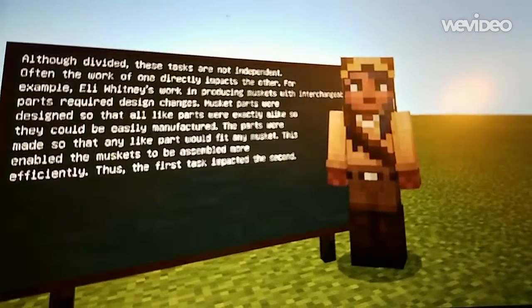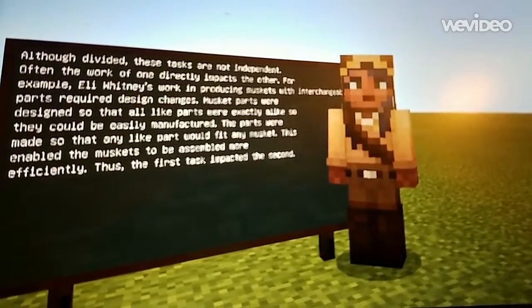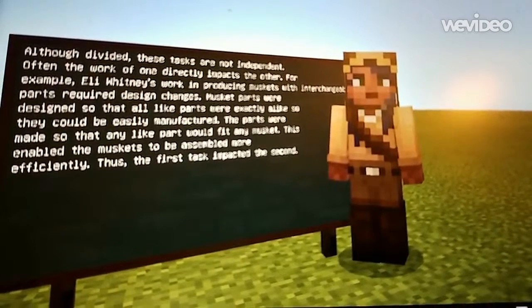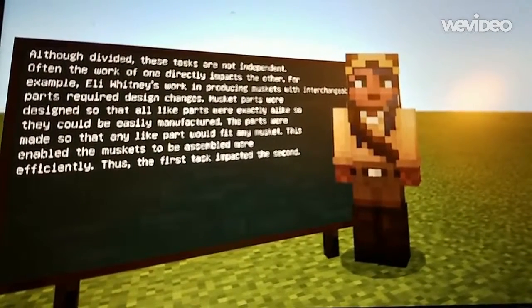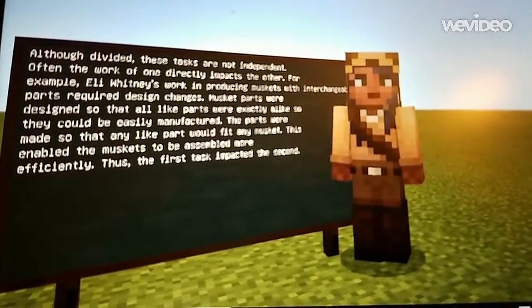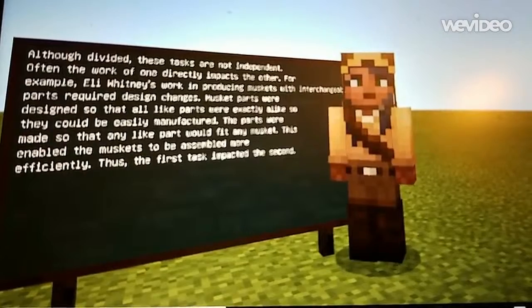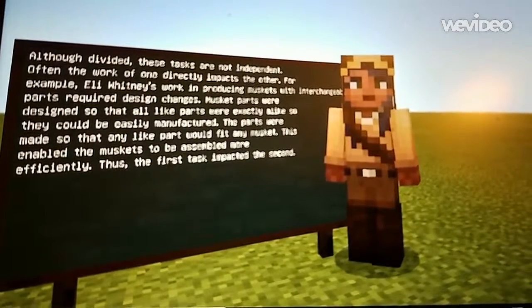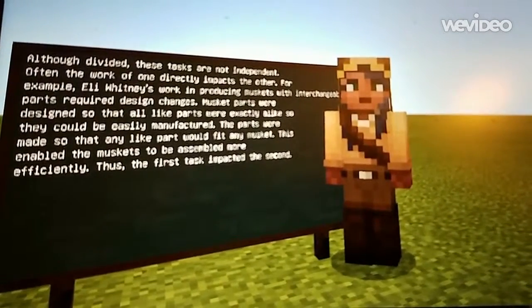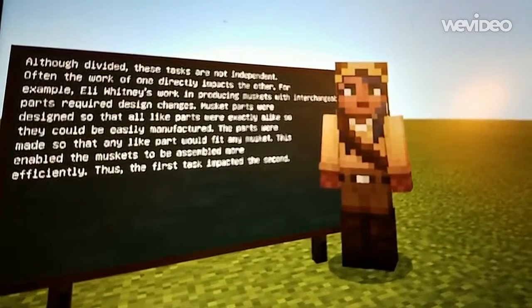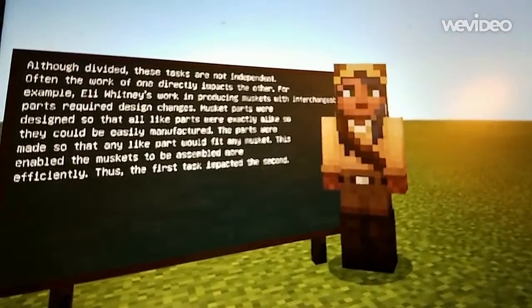For example, Eli Whitney's work in producing muskets with interchangeable parts required design changes. Musket parts were designed so that all like parts were exactly alike, so they could be easily manufactured. These parts were made so that any like part would fit in any musket. This enabled the muskets to be assembled more efficiently. Thus, the first task impacted the second.